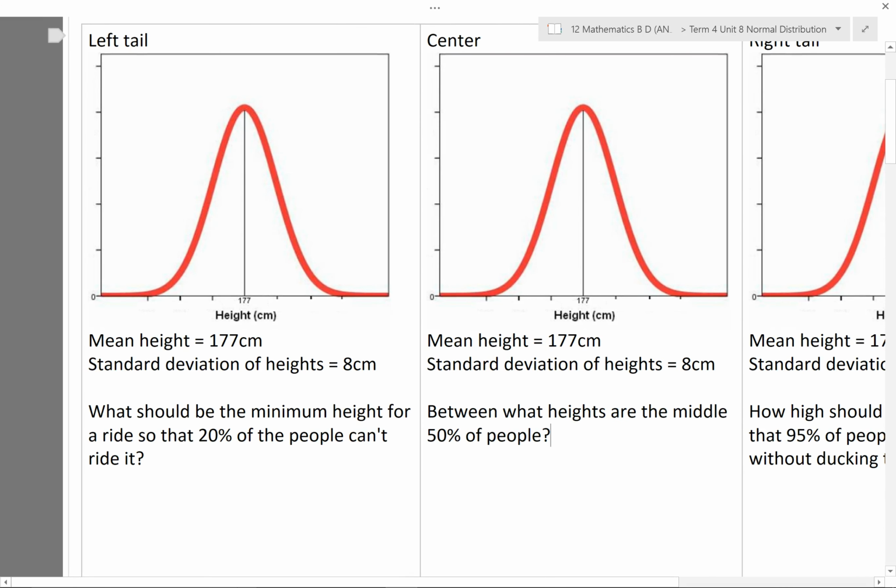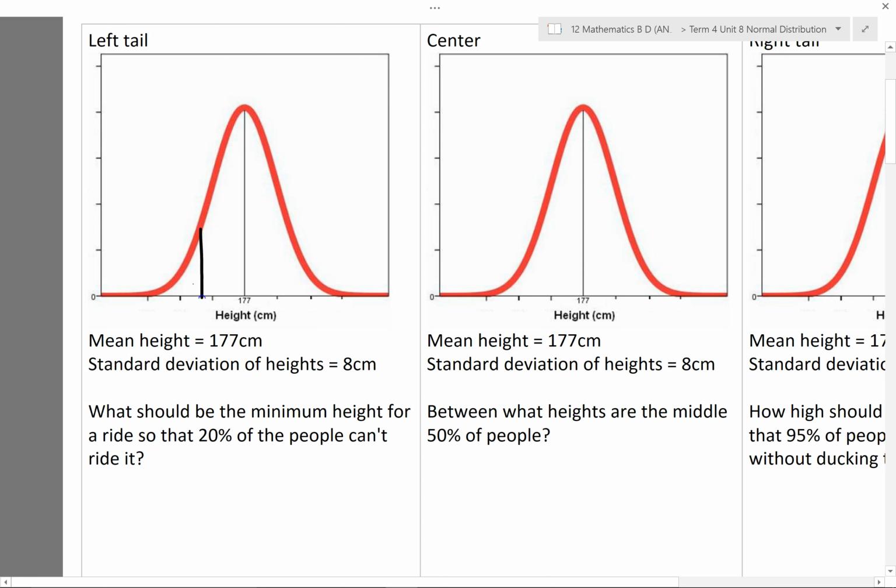We've got the mean height of 177. I know the standard deviation is 8. What should the minimum height for a ride be? What should be the minimum height so that 20% of the people can't ride it? So we've got a big queue of people lining up for a ride. We want to shorten the queue, so we're going to say the shortest 20% go away. We need to tell them what that height is.